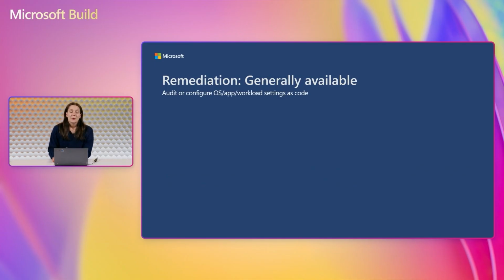So one milestone that we were able to hit in the last year was the general availability of our remediation capabilities. So in addition to being able to audit, you're able to configure OS, app, or workload level settings as code. And you can interact with this feature of our service in 3 different ways. These are called our auditing modes. The first one is audit. This will report on the state of your machine and compare the setting that you're evaluating within your server in guest to the setting that's been described within the configuration.